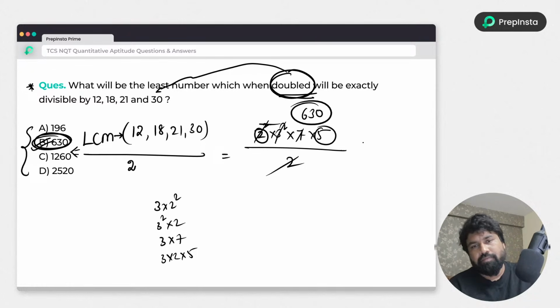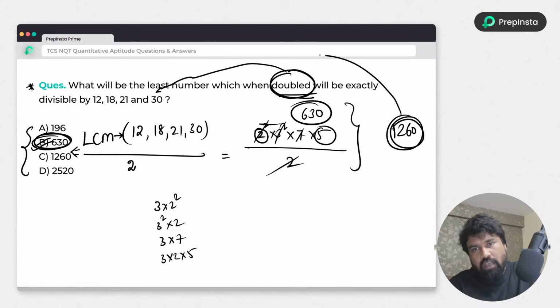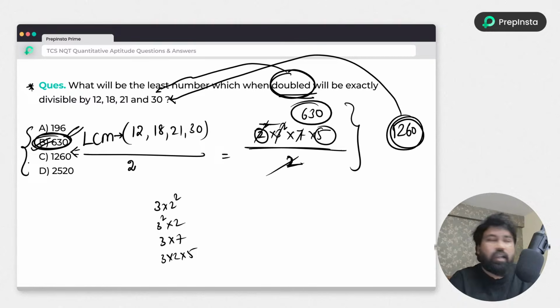Very simple. See, if you double 630, it will be 1260. Actually, 1260 is the LCM of these numbers. And if you take half, that will be your answer. Why? Because they are doubling it later.